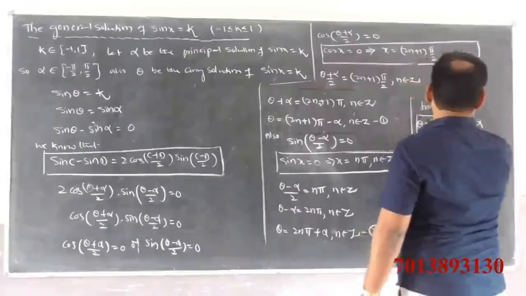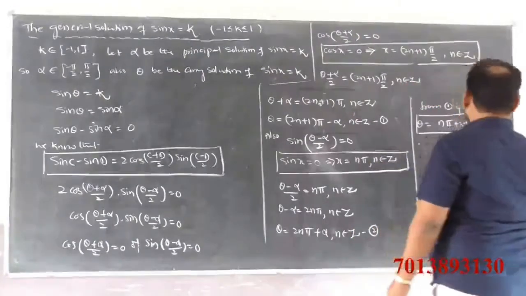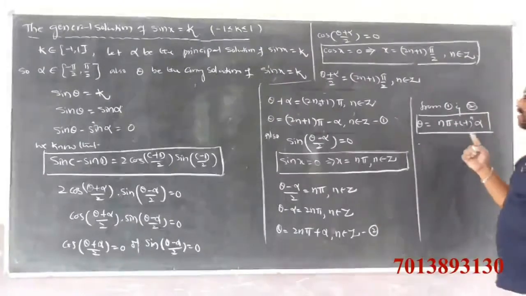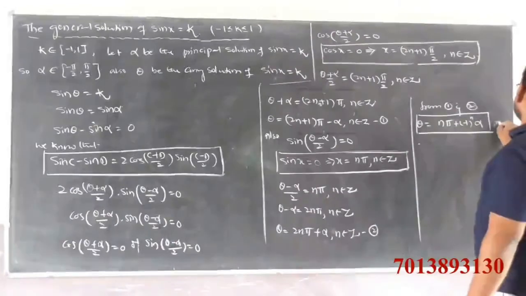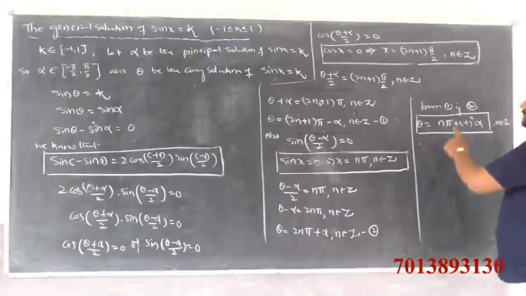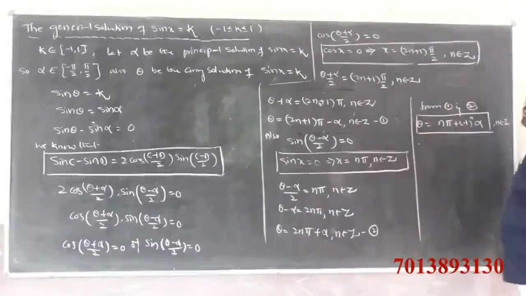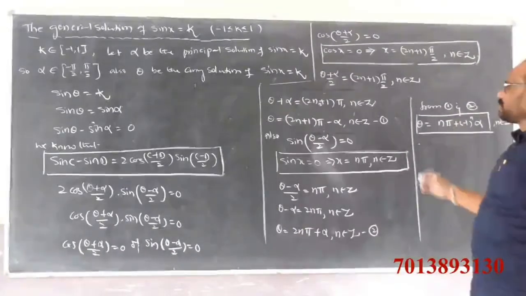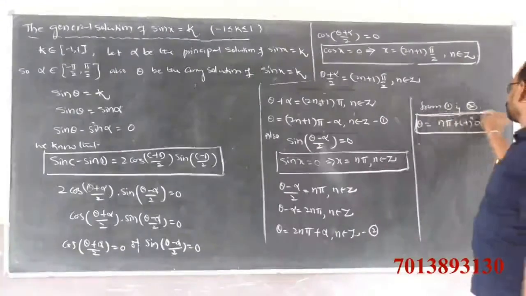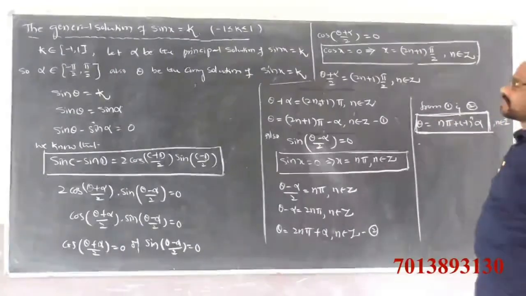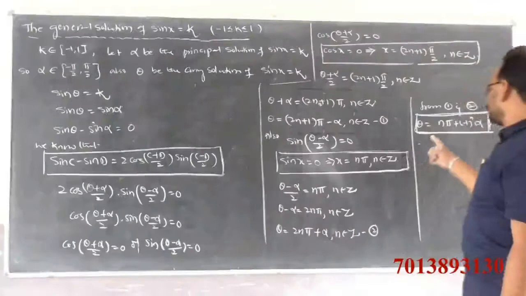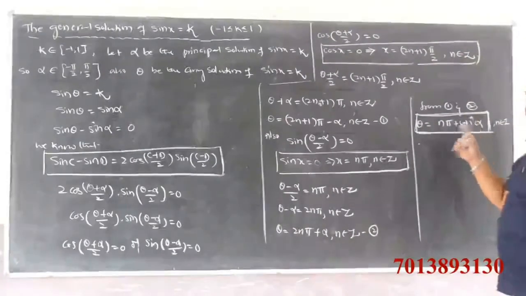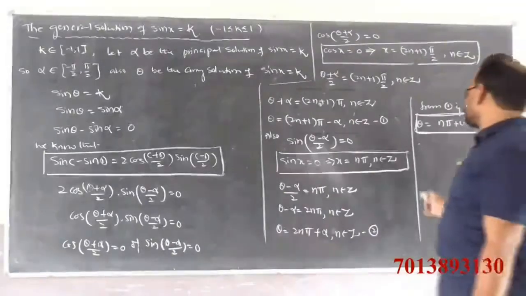Therefore, theta is equal to n pi plus (minus 1) whole power n into alpha, where n belongs to Z, is the general solution of the given trigonometric equation. What is the general solution? Sin x is equal to k means clearly theta is equal to n pi plus (minus 1) whole power n into alpha.